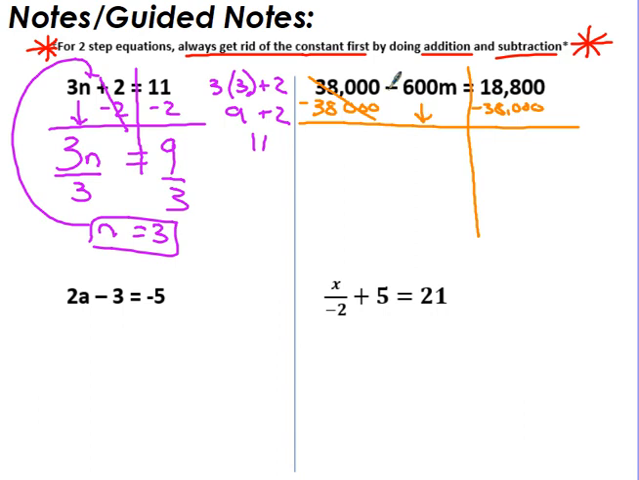I bring down the sign with the coefficient and the variable. So this is negative 600m equals, I gotta do 18,800 minus 38,000. The big thing is that I know my answer is gonna be negative because I'm taking away more than what I have. I also need to make sure that I actually flip the numbers around when I do my subtraction.